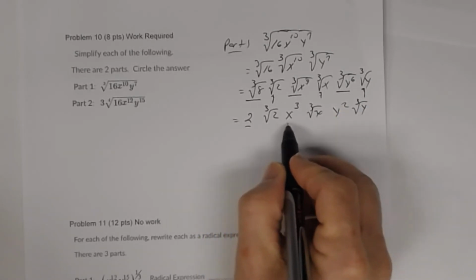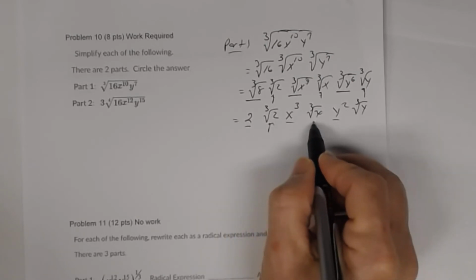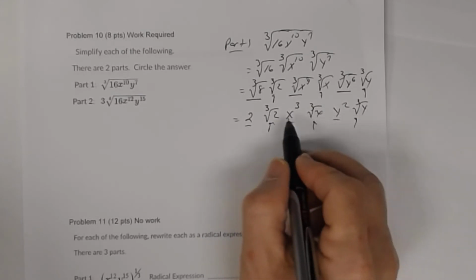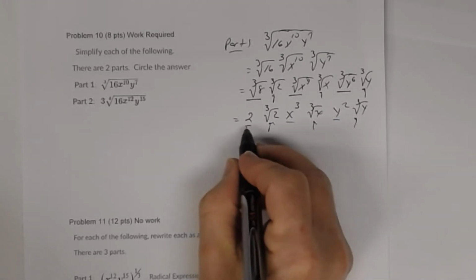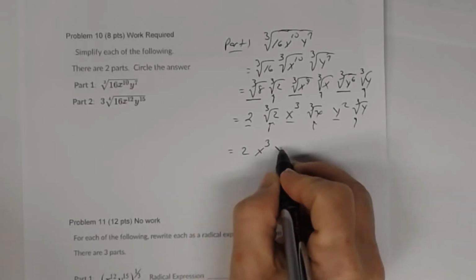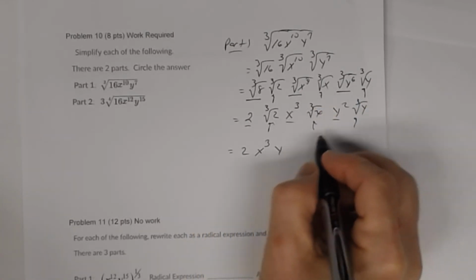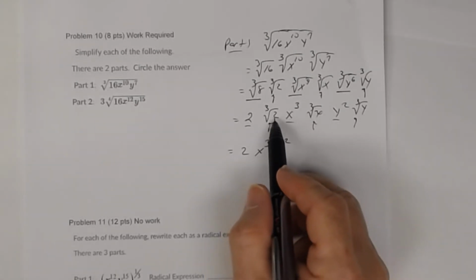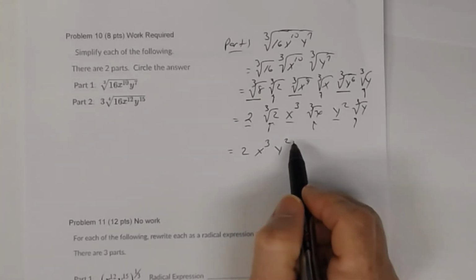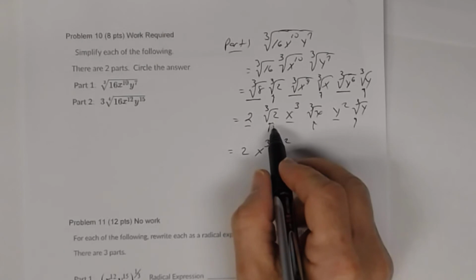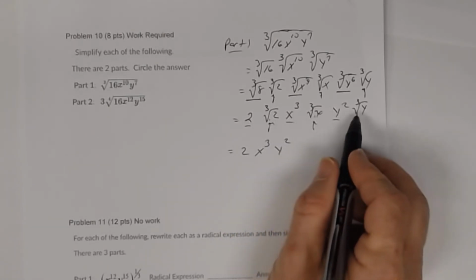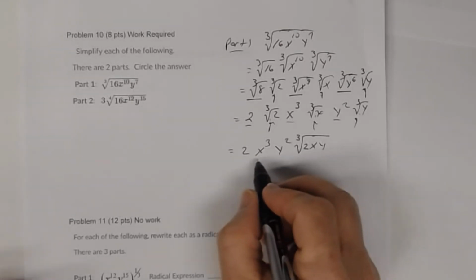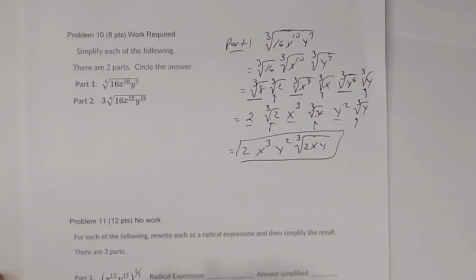And I'm going to put all these together, and then write this as one cube root. When you multiply radicals with the same index, you can write them as one radical. So I get 2x cubed y squared. Make sure I didn't make a mistake here. Yeah, that's correct. And then the cube root of 2 times the cube root of x times the cube root of y is the cube root of 2xy. And so that's the answer to part 1.